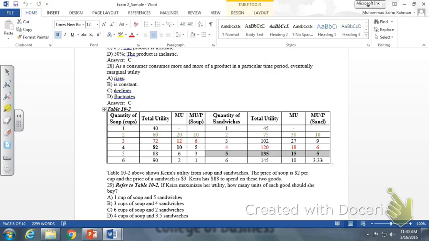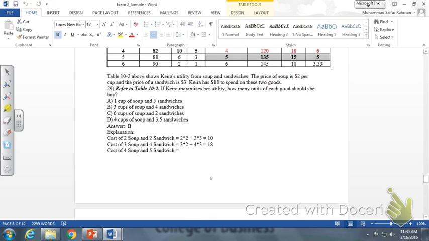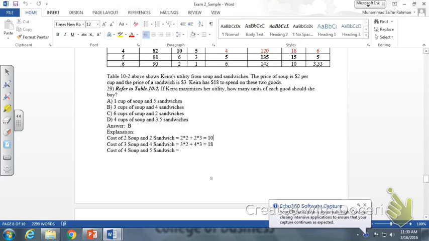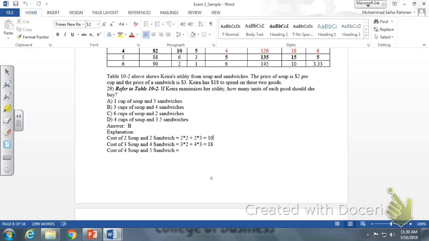So the question is, which one are you going to buy? The answer is, it depends on my income, my budget constraint. The budget that I have is $18. So in order to find my utility maximizing combination, I have to calculate the cost of my bundle. The cost of my first bundle, which is 2 soup and 3 sandwiches, is about $10. The cost of my second bundle, which is 3 soup and 4 sandwiches, is 18.